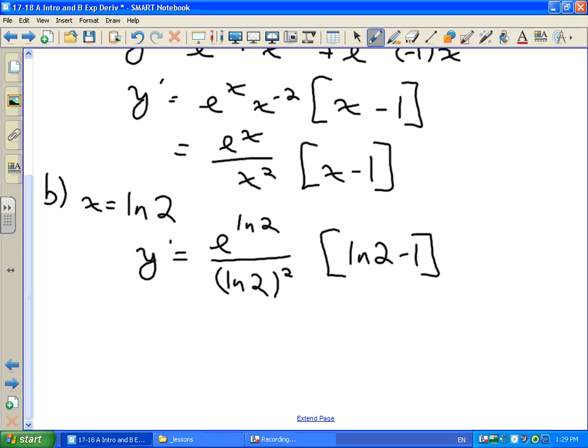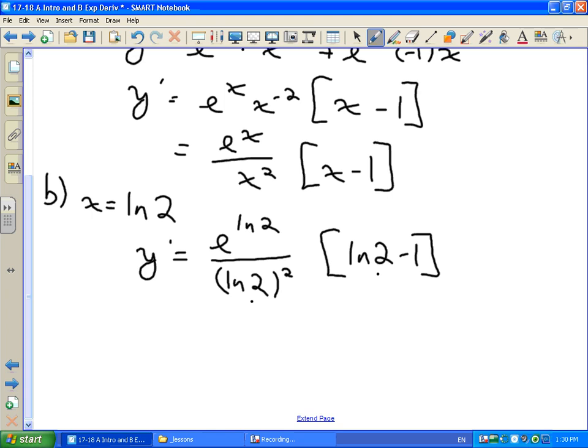We're not going to take ln 2 and punch it into our calculator and get a decimal. We want to leave these things as exact values. So we're going to leave this ln 2 here as a ln 2. We're going to leave this ln 2 squared down here as ln 2 squared.